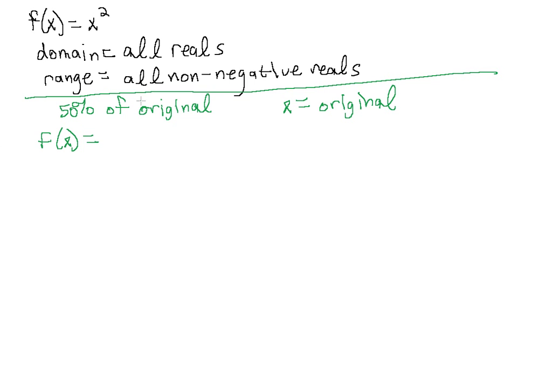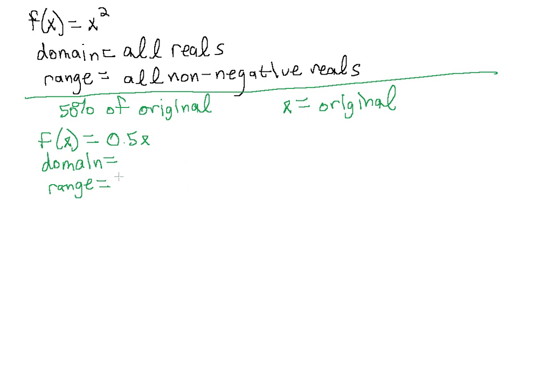So 50% of the original height will be 0.5x. Whatever height we drop it from, it's going to bounce up 50%. So we're going to multiply 50%, or 0.5, times the original height to get our answer. Now we want to identify the domain and the range. The domain is the set of all possible numbers that we can substitute in for x, for the original height.